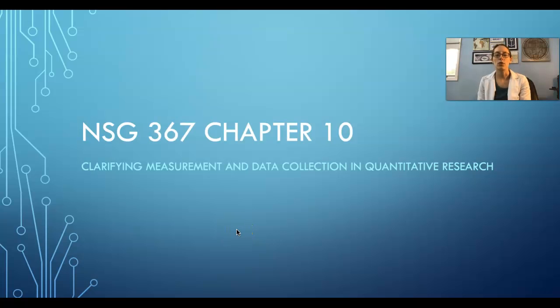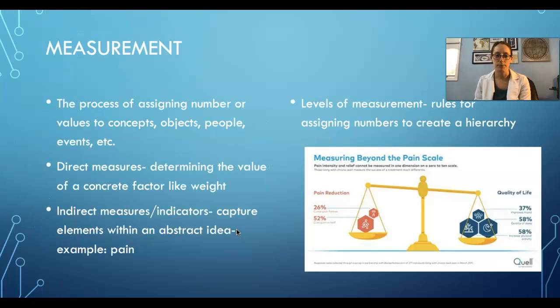All right, that brings us to our research book, chapter 10, which is clarifying measurement and data collection in quantitative research, which, if you recall, quantitative research typically involves studies with numbers and quantifiable data. So measurement is just the process of assigning numbers or values to concepts, objects, people, events, whatever it is you're studying. Direct measures are determining the value of a concrete factor.